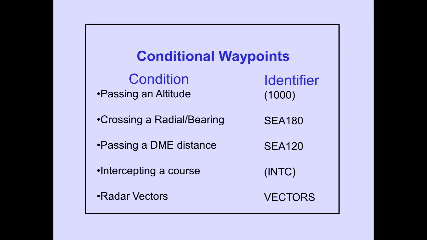Conditional waypoints occur when passing an altitude, crossing a radial or bearing, passing a DME distance, intercepting a course, or receiving radar vectors. Passing an altitude and intercepting a course conditional waypoints are displayed with parentheses on the legs page.